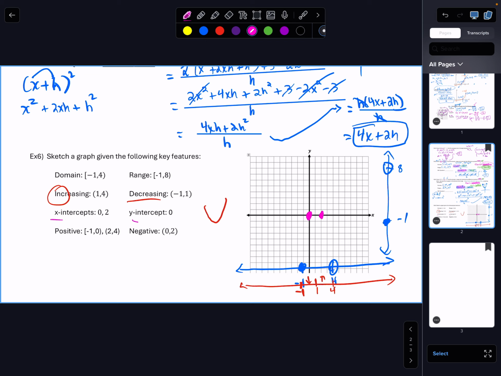And then it is positive from -1 to 0. It is positive. It is above the graph. It is also positive from 2 to 4. And it's negative from 0 to 2. So it's got to be below the graph from 0 to 2. So our final answer can vary. But it's got to be negative between 0 and 2.